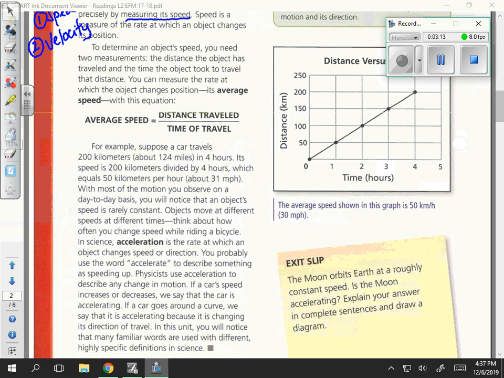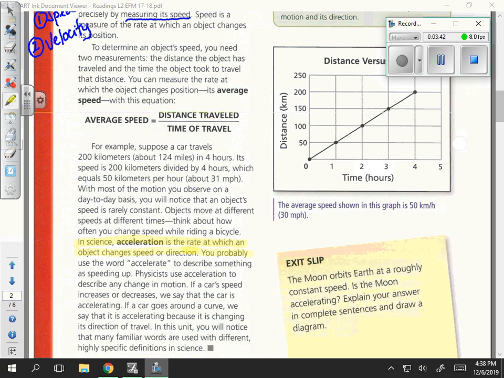The second note in here is that they said that an object's speed is rarely constant. Constant means stays the same. Okay? They're saying that object speeds change often and a lot, and they don't remain the same. Let's move on and learn about acceleration. In science, acceleration is the rate at which an object changes speed or direction.